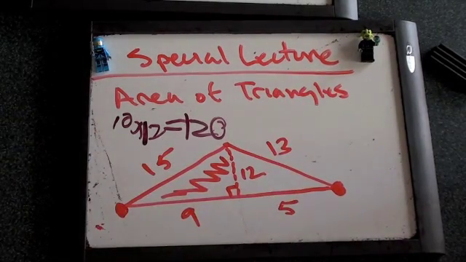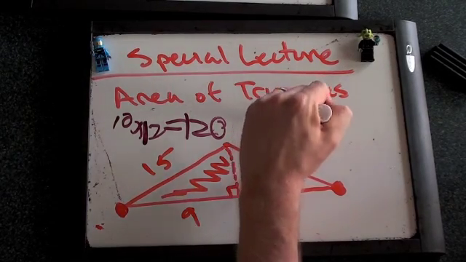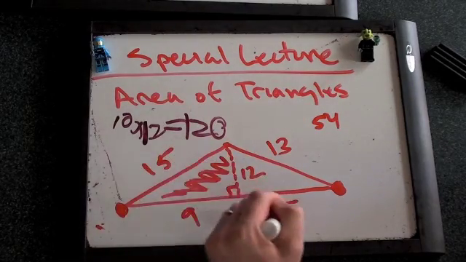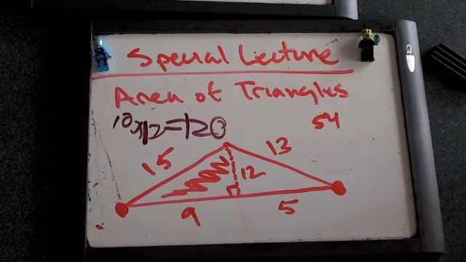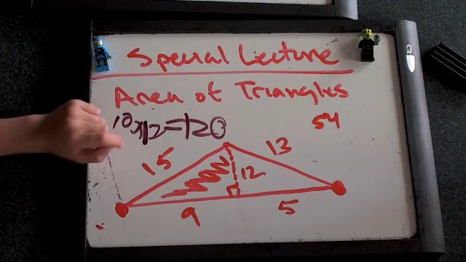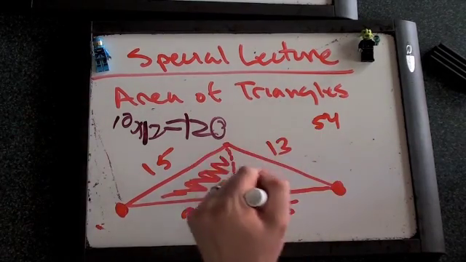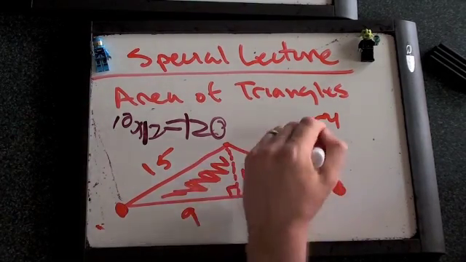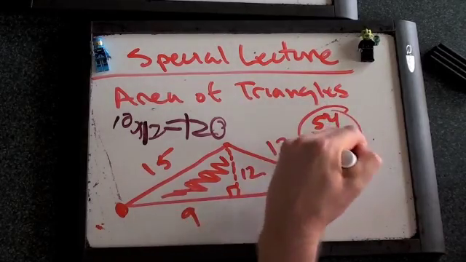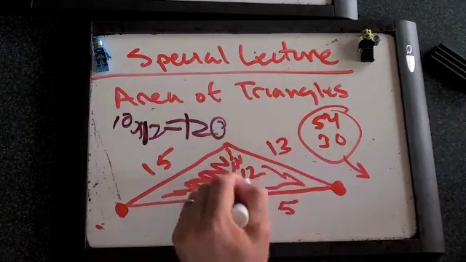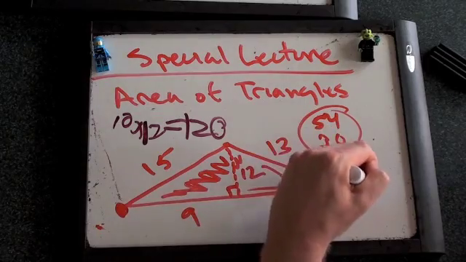And what's 108 divided by 2? It's 54. 54 is the area of this triangle. What's 5 times 12? It's half of 120. It's 60. So 60 divided by 2 is 30. So the area of our whole big triangle, the whole thing, is 84.